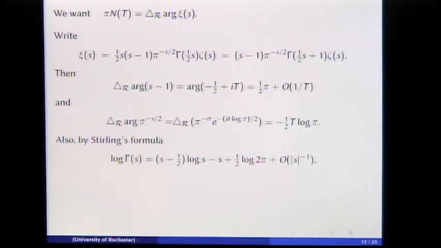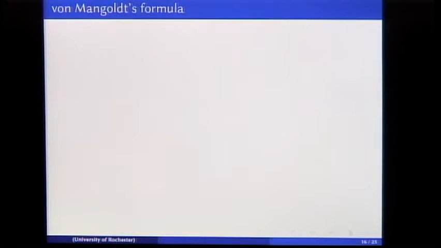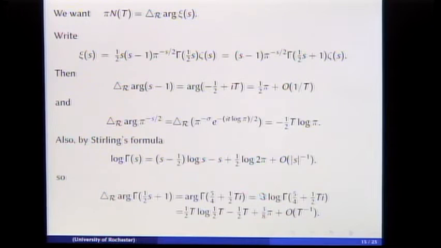Okay, for the change in argument of the gamma function, we use Stirling's formula. It looks like this. That would be a nice exercise if you are able to write it down. Show that if this is log gamma of s, what's the change in argument of gamma of s over 2 plus 1 on this rectangle? It's not very difficult because everything is explicit. Just a little algebra and you get this. You can see the t log t from the s log s.